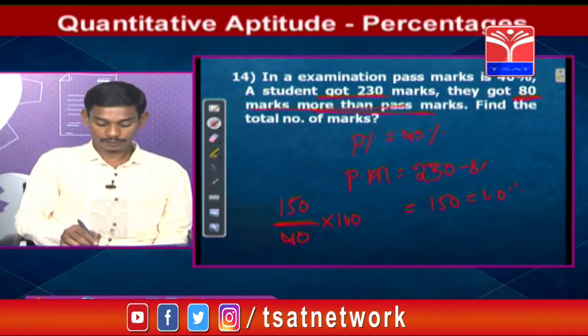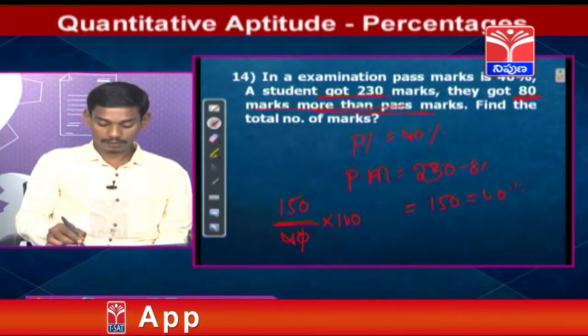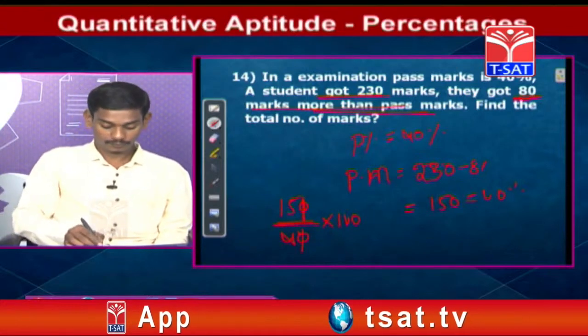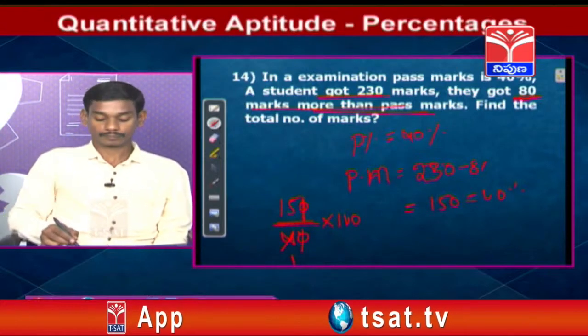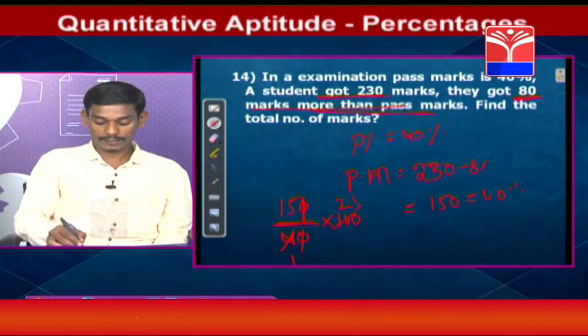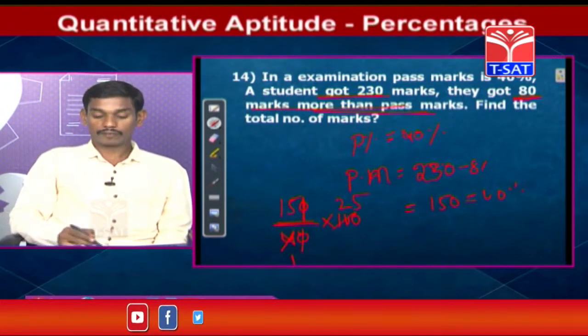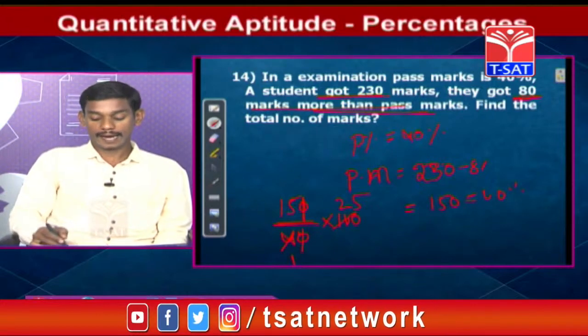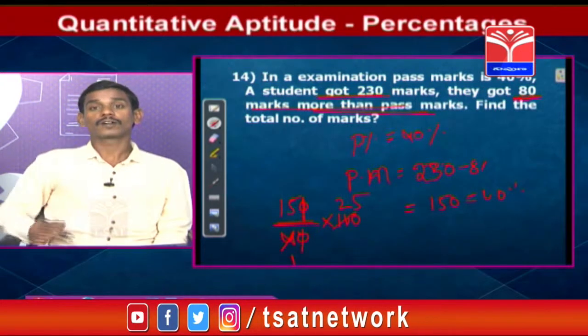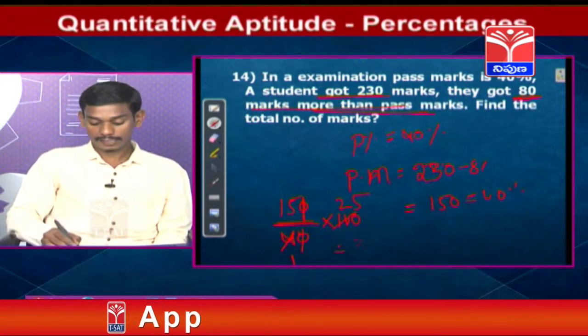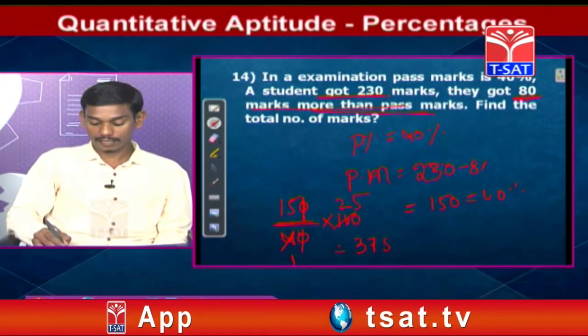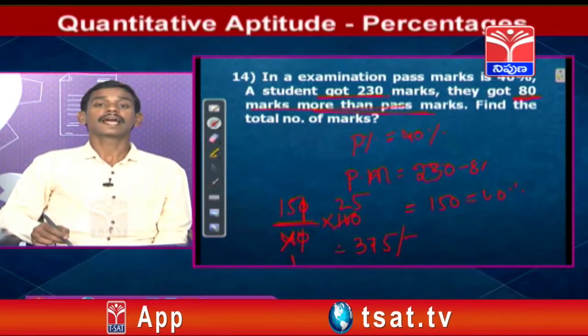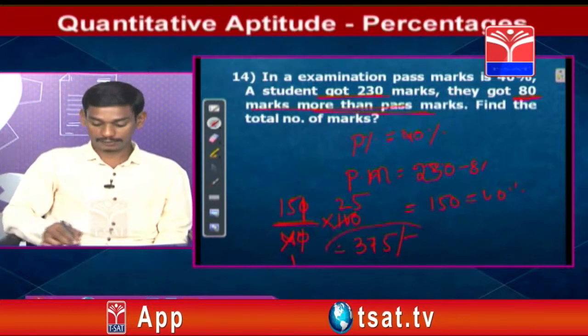So in the calculation here, 0 and 0 will cancel. 4 ones are 4, 25. So 25 into 15. So 25 times 10 is 250 and 25 times 5 is 125. That is 375. This is the total number of marks and our required answer.